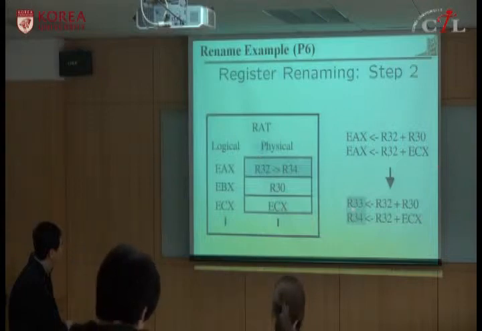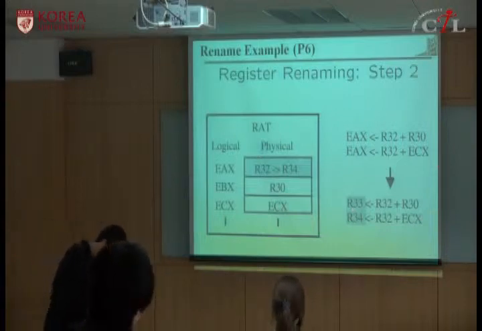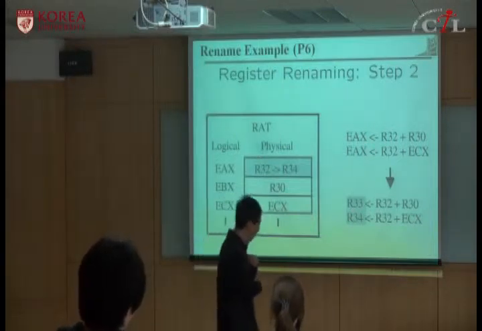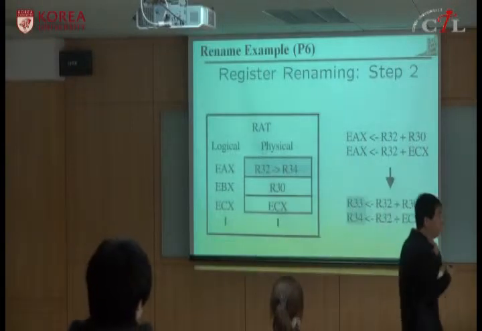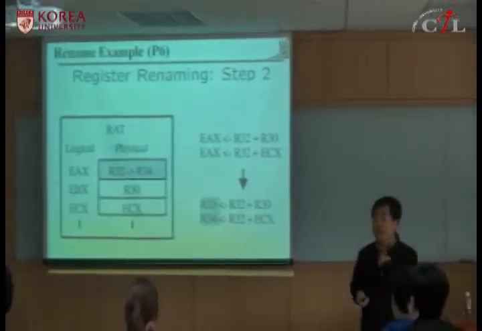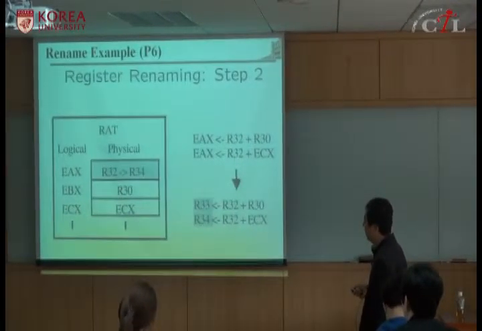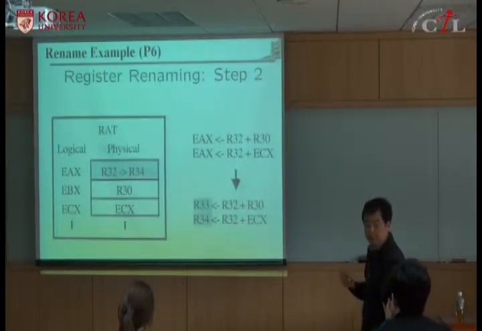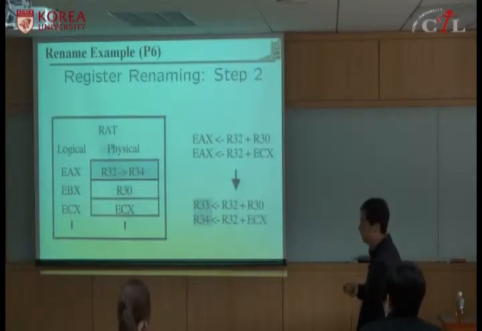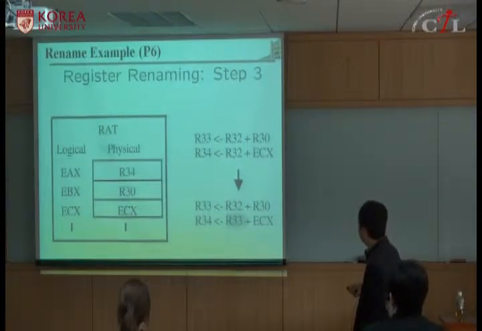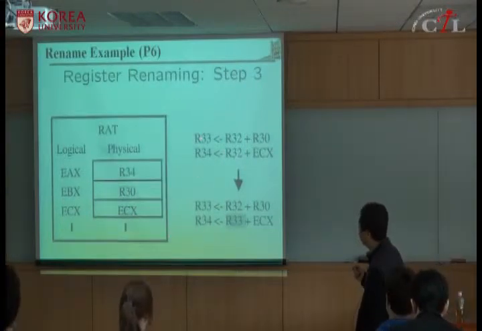So first EAX you allocate R33, second EAX you allocate R34. So for each write you allocate a new destination from the physical register file. But the problem is there is a read after write dependence.